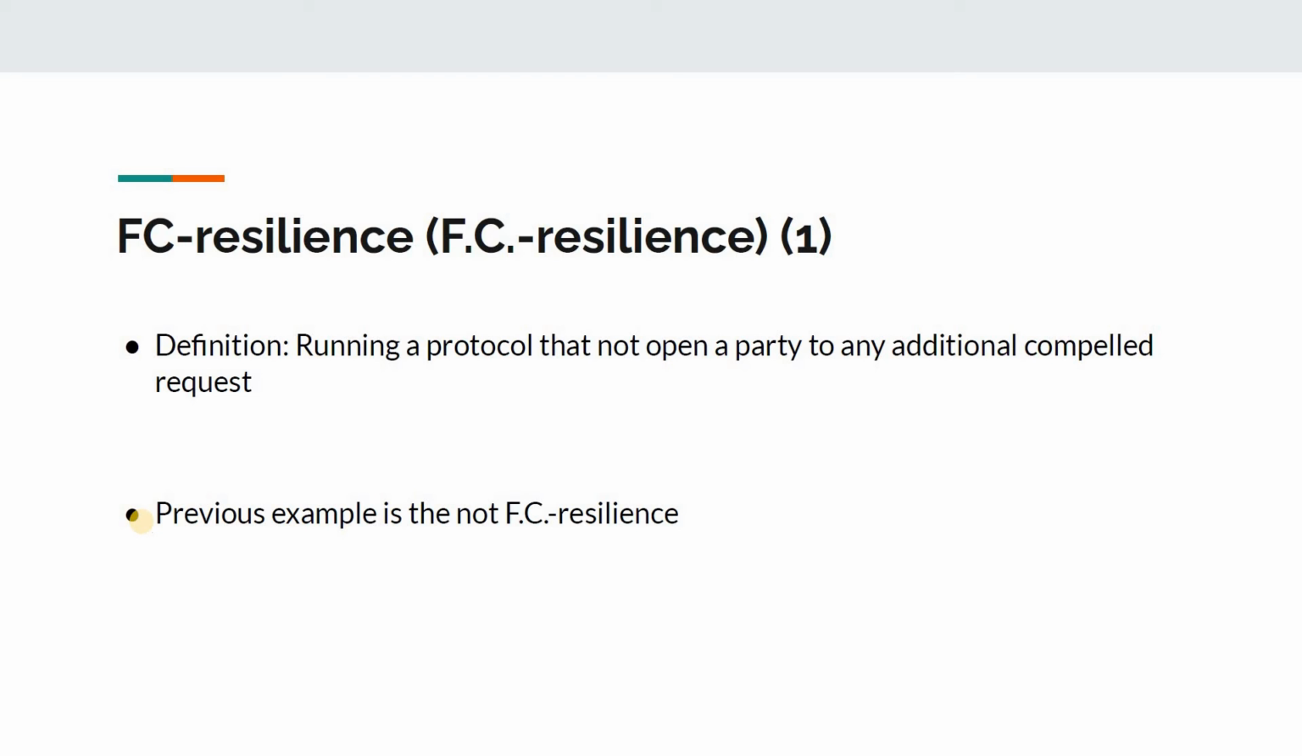We can discuss it, starting with FC resilient, which means running a protocol that does not open a party to any additional compelled requests. But you can see that the previous example is clearly not FC resilient.